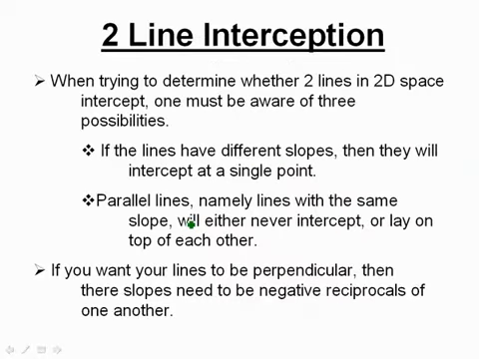And then, two-line interception. When trying to determine whether two lines in 2D space intercept, one must be aware of three possibilities. If the lines have different slopes, then they will intercept at a single point. Parallel lines, namely lines with the same slope, will either never intercept or lay on top of each other.